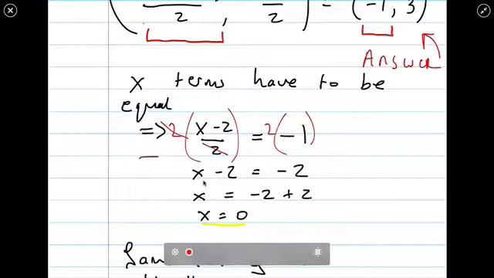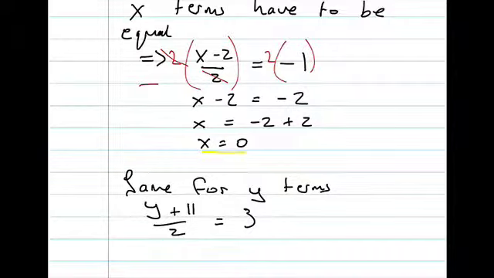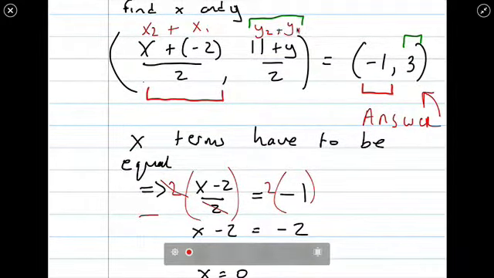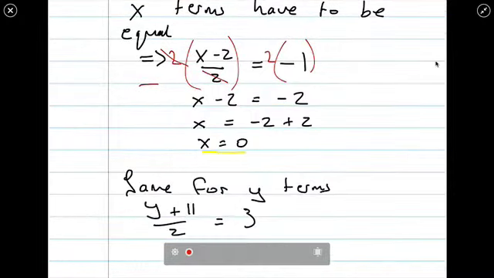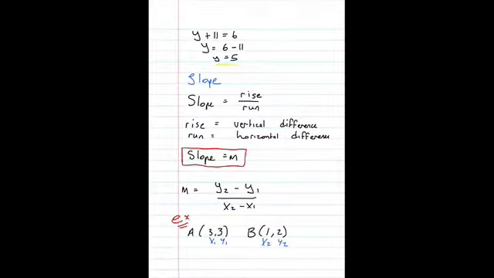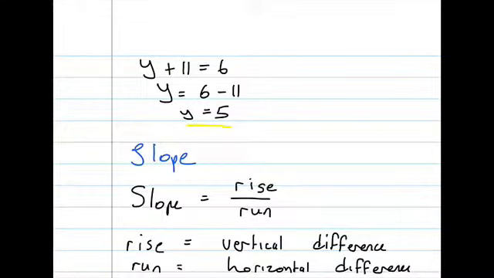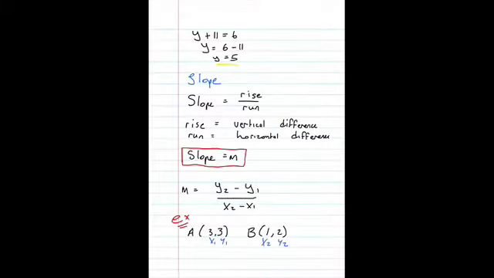What do I have to find now, do you think, Emma? y. We do the exact same thing for y. We let this in green equal to this in green, which is 11 plus y over 2 equal to 3. Go on to a new page, which is y plus 11 is equal to 6. y is equal to 6 minus 11. y is equal to minus 5. Are you all okay with that? Yeah. You sure? Liam? Yeah. Sinead? Yeah. Okay, I'll move on to the slope.